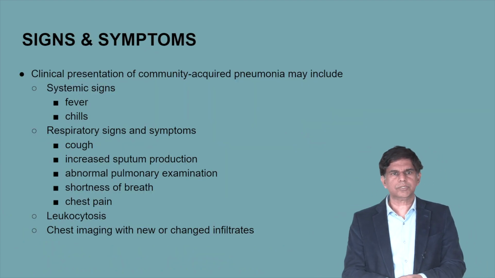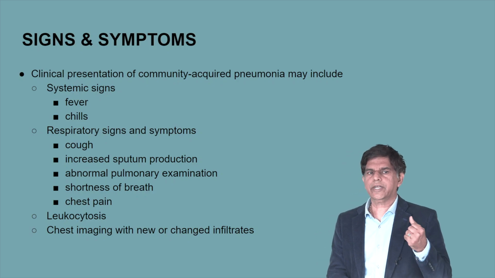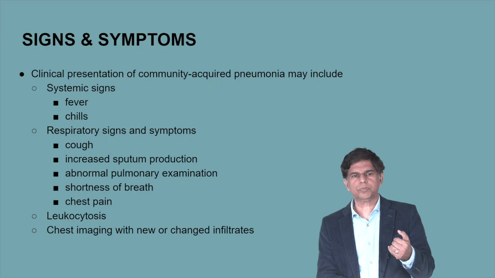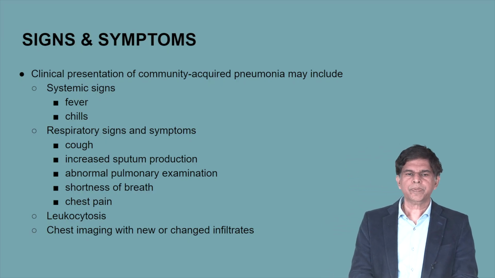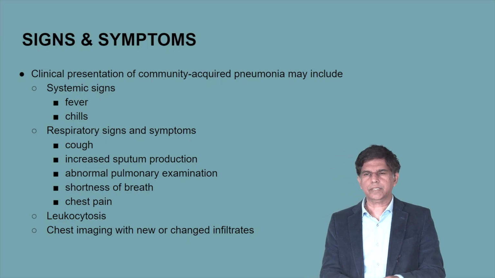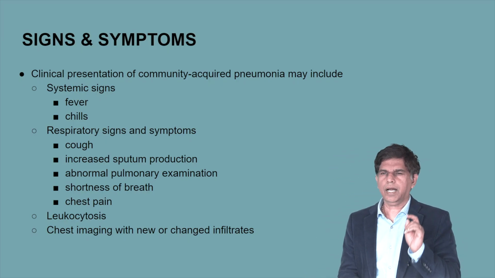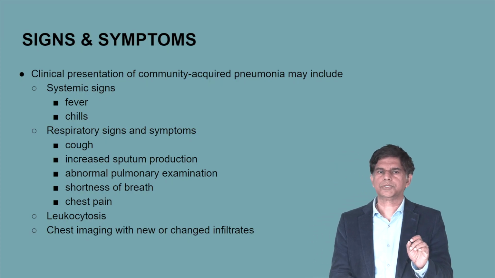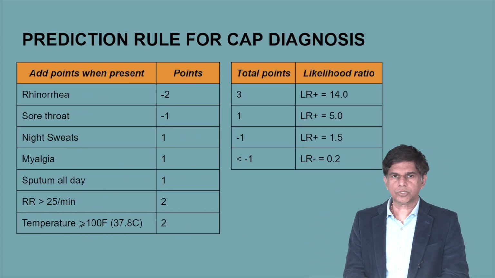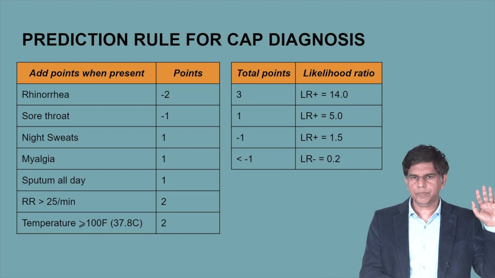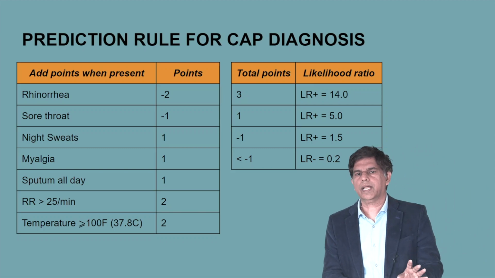And signs and symptoms, if you look at it: fever, chills, very common, cough, increased sputum production, abnormal pulmonary examination, shortness of breath, chest pain, leukocytosis, and chest imaging with a change in infiltrate. Dullness to percussion has the highest likelihood ratio, and decreased vocal resonance also, likelihood ratio wise, okay? So there's a prediction rule to diagnose. Use this if you have suspicion, and this will help you.